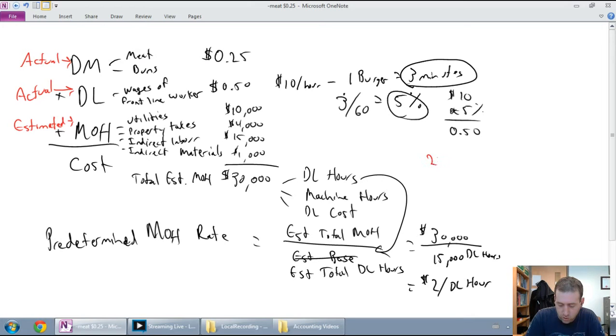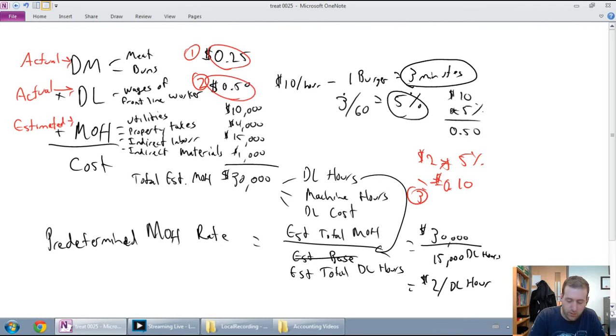So if I have $2 times 5%, I get 0.10. I get 10 cents of overhead cost going on my burger. So my materials cost 25 cents, my wages cost 50 cents, my overhead cost 10 cents. The total cost of my burger, 25 plus 50 plus 10 cents, is going to be 85 cents.